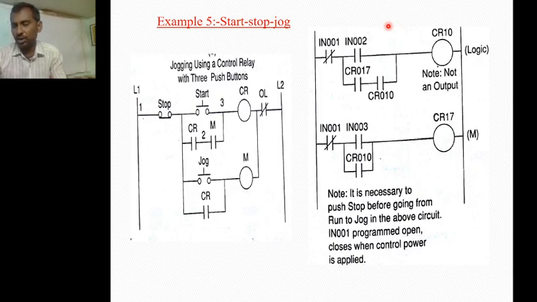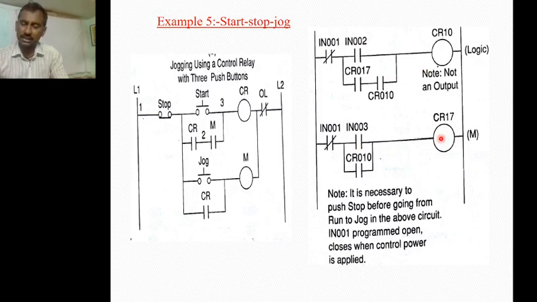At this time, we want to run it for a moment of time. So for that reason, we can turn on the IN003. When IN003 is on, then this acts as a normally closed contact. So we can provide the path. So only CR17 will be on. So this IN003 can be used for the momentary on of the output. This IN002 is the running input for the output.